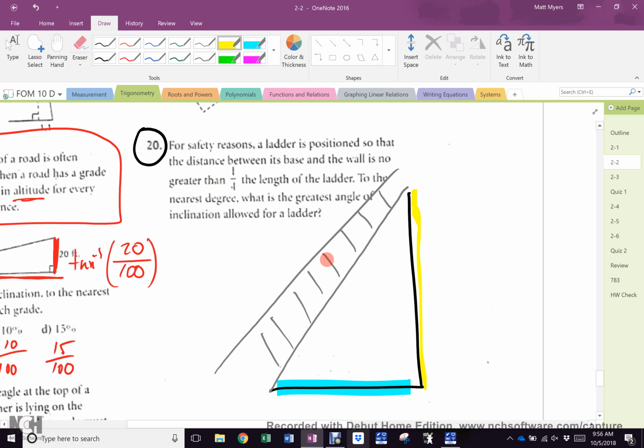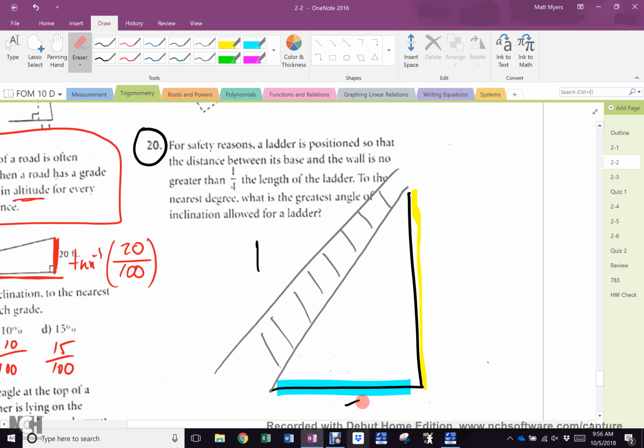Does the length of the ladder matter? No, as long as this is 1/4 of it. So what number could you put for the ladder? Anything. The ladder is 1, and the blue is 0.25. That is one way you could do it. You're absolutely right. Everybody understands? 1, and that's 1/4 of 1.